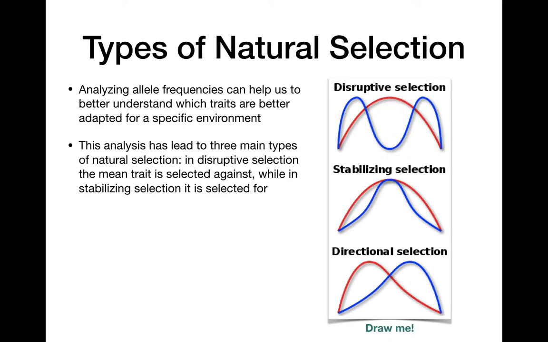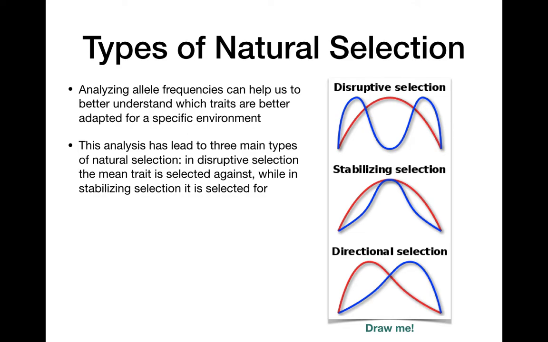Okay, so in disruptive selection, the mean trait, let's say it's tail length. This is a really long tail. This is a really short tail. This is a medium tail. The medium tail is the best one in this original red curve. The mean, the middle length, is selected for and is ideal.